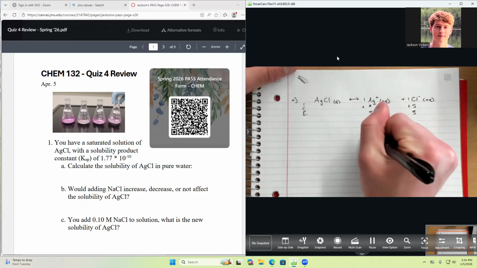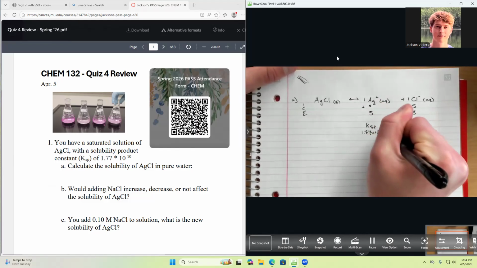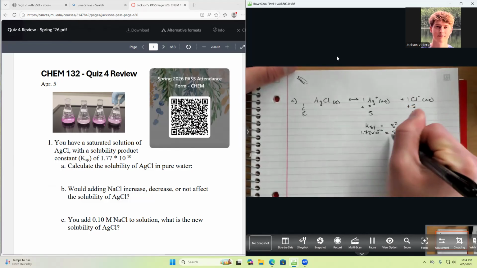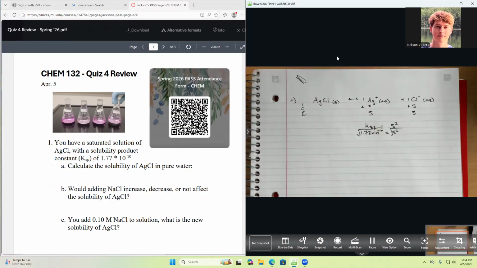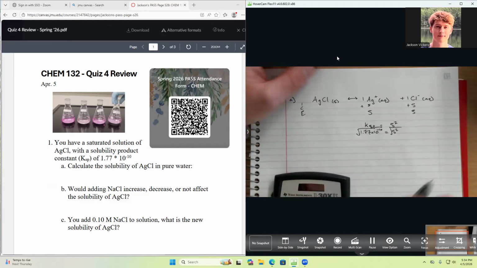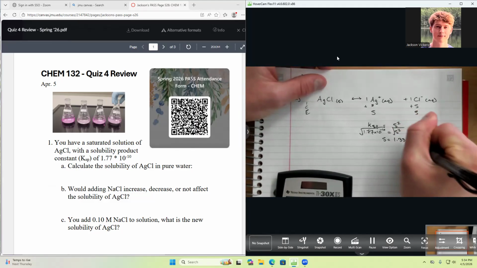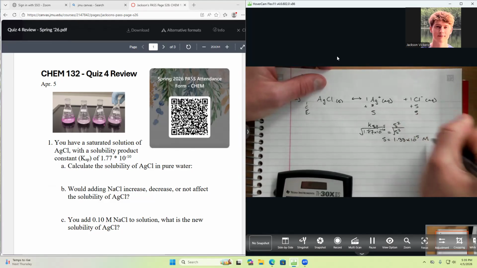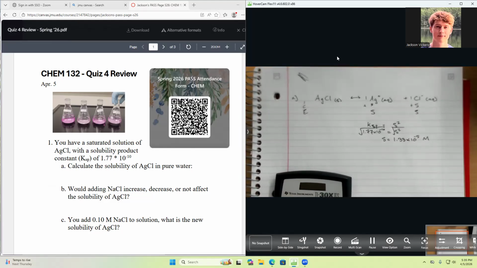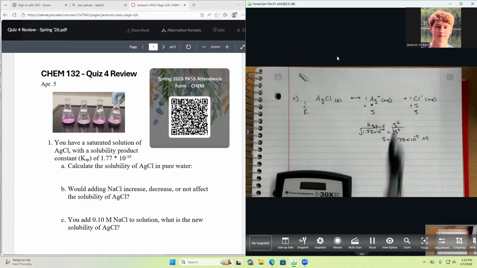So let's do that. 1.77 times 10 to the negative 10 is equal to S squared. So we're going to take the square root of both sides. And we get a molar solubility of 1.33 times 10 to the negative 5 molarity. So the solubility is in units of molarity. Ksp is unitless, like any other equilibrium constant. So now this is good.